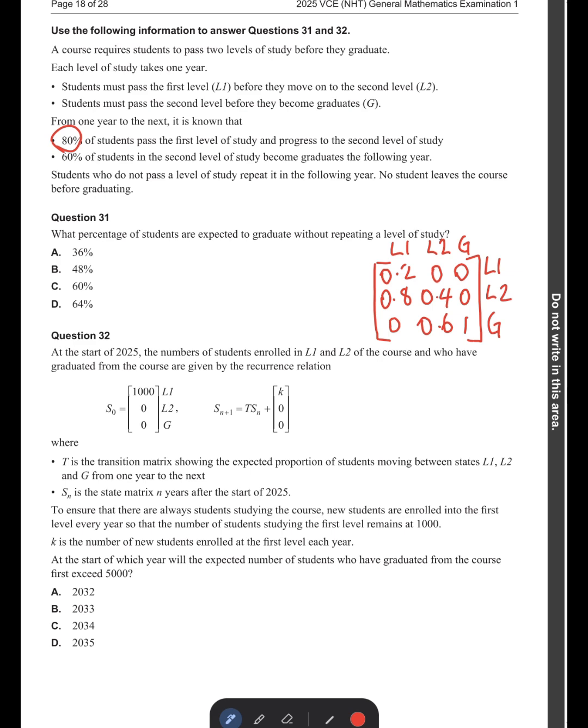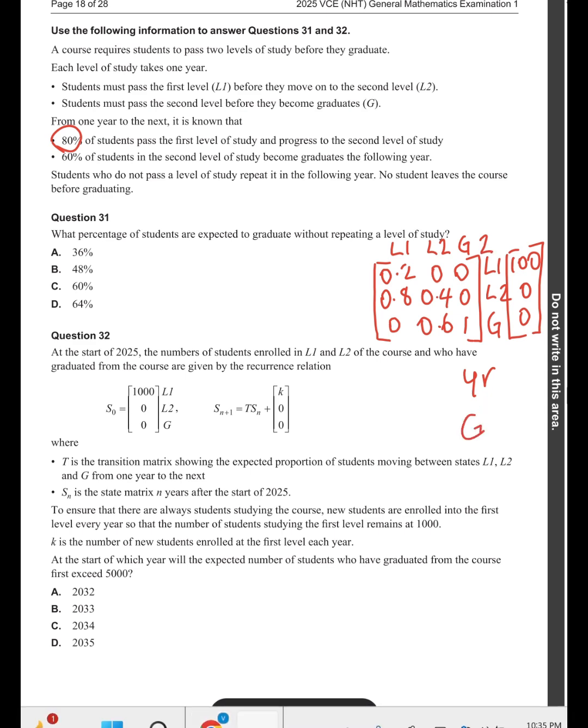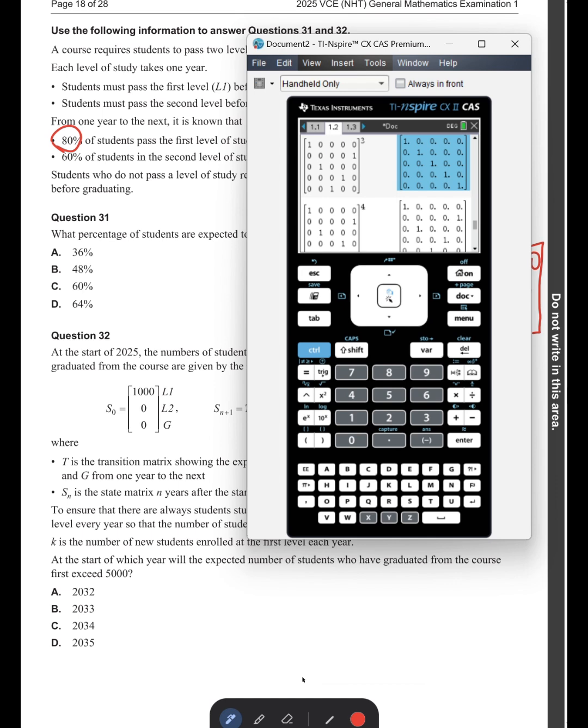What percentage of students are expected to graduate without repeating a level? So I'm just going to use this as a percentage. I'm going to say 100% start at level 1. So let's see, the first time you're going to graduate is going to be year 3. Okay, so 1 multiplication is going to give us year 1. And then raising it to the power of 2 is going to give us the year that they can graduate. So, putting it in CAS.